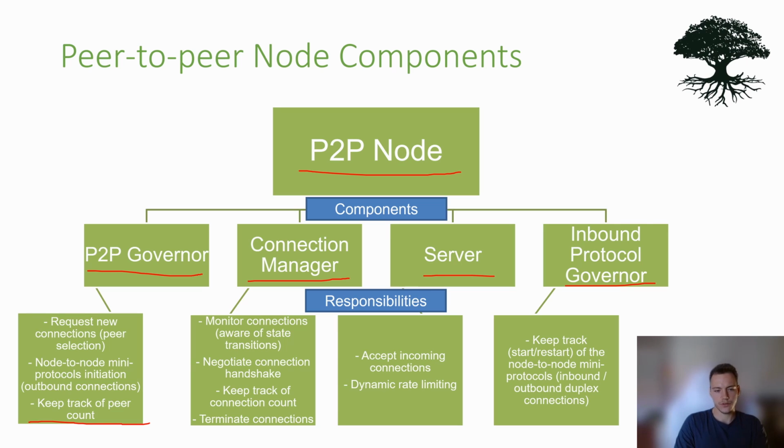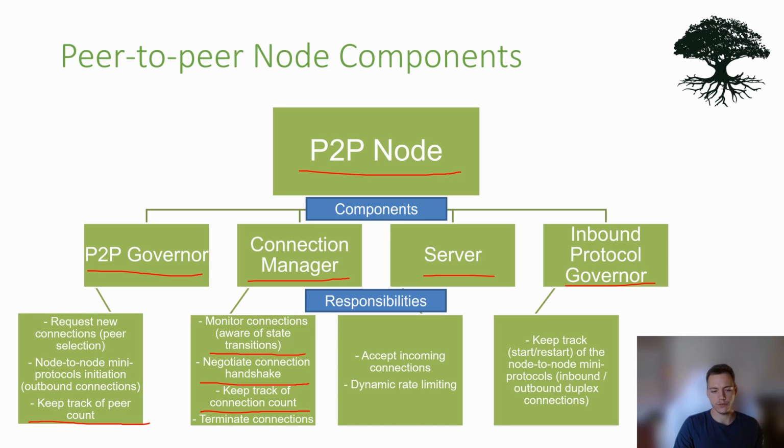The connection manager is a low-level component that takes care of connections. So it is aware of state transitions of connections, and it monitors each connection the node makes, both outbound and inbound. It takes care of low-level things such as TCP connections and negotiating the connection handshake. So when nodes talk to each other, when they start a connection, they first need to negotiate how exactly they will talk to each other.